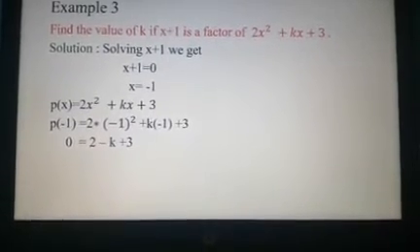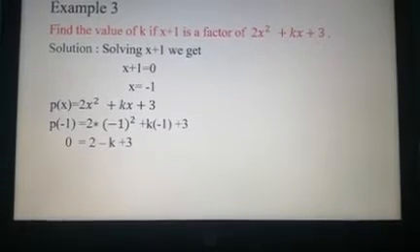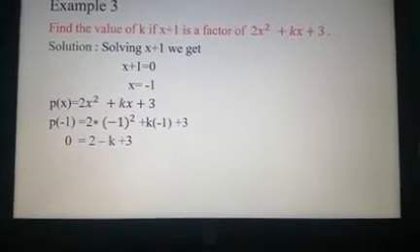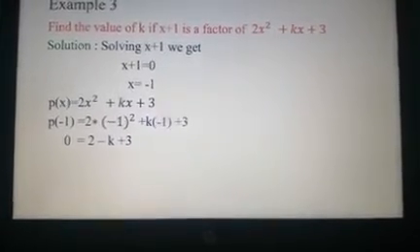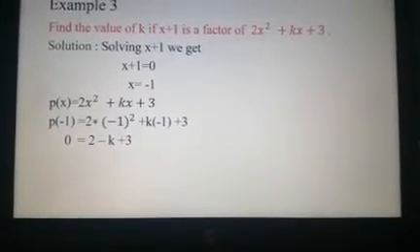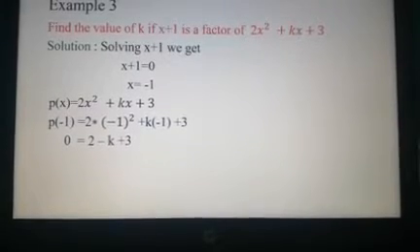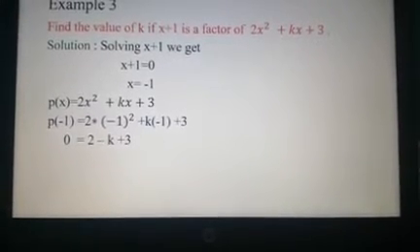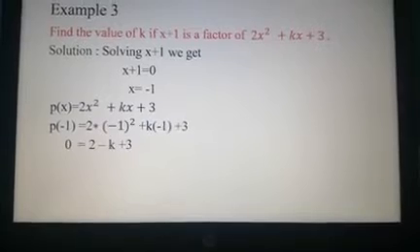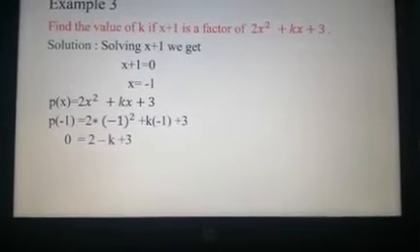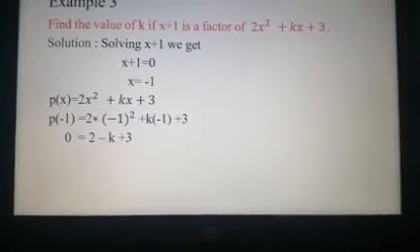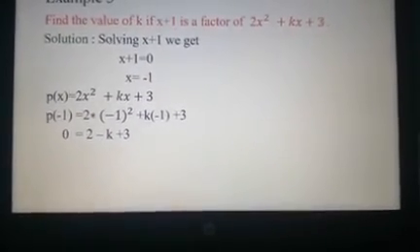So here I'm putting p of minus 1 is equal to 0. The reason is x plus 1 is a factor. So according to factor theorem, if x minus a is a factor, then p of a is equal to 0. So that's what the statement says. You should keep on revising the statement. Better you can write the statement here also in the bracket. Okay. So that will be helpful for you.